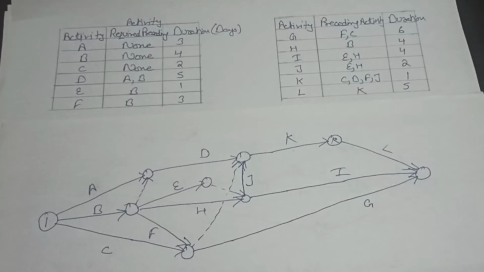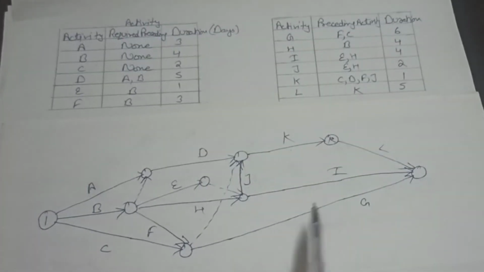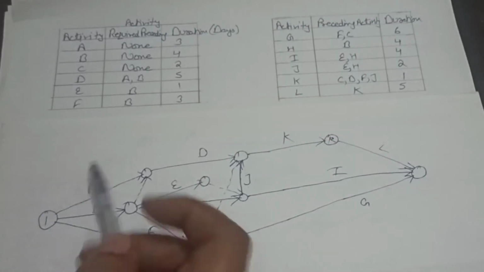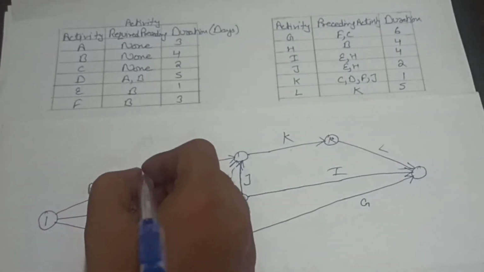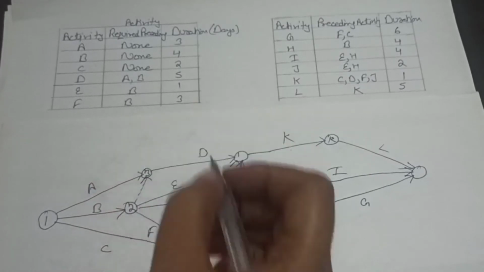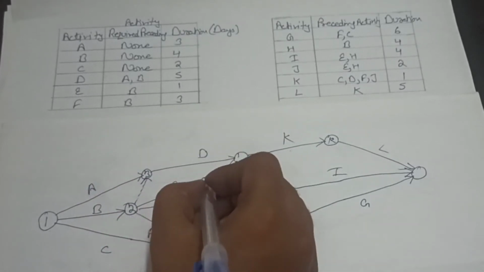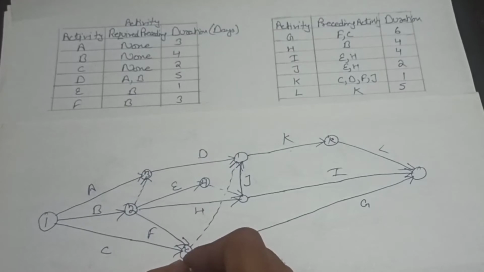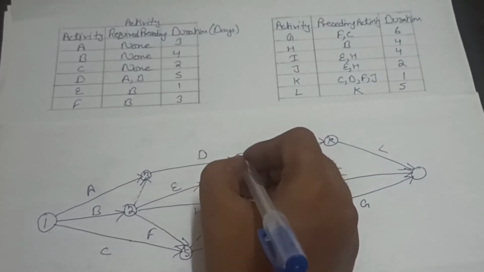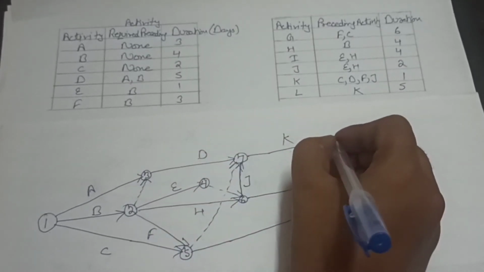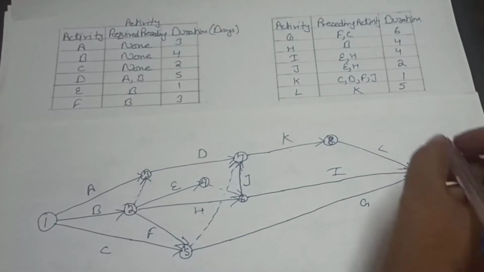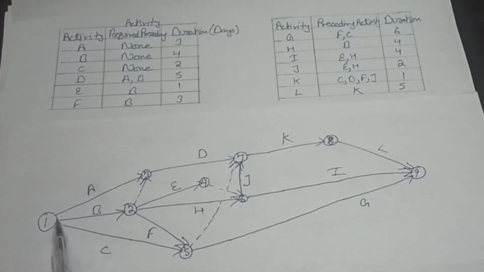Now we will calculate our critical path. So first of all we will select our nodes. So this is our first node. This is our second node. This is our third node. This is our fourth node. Here we will write 5, 6, 7, 8 and 9. These are our nodes for this activity.